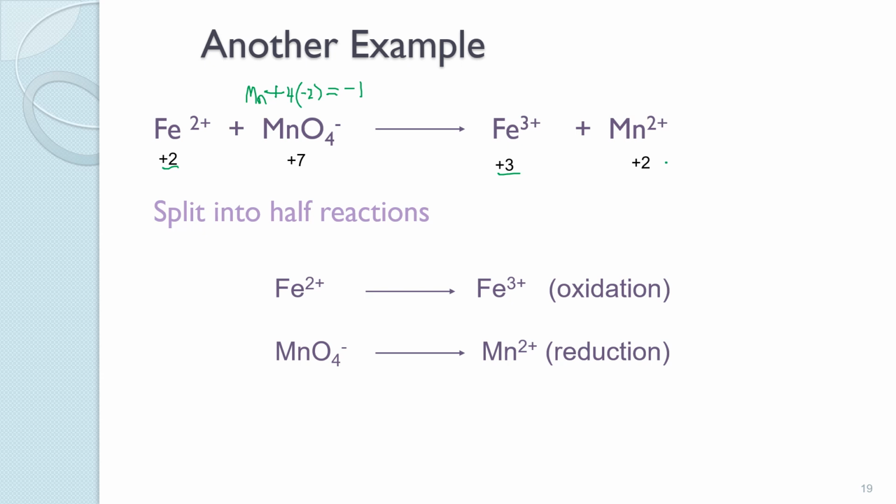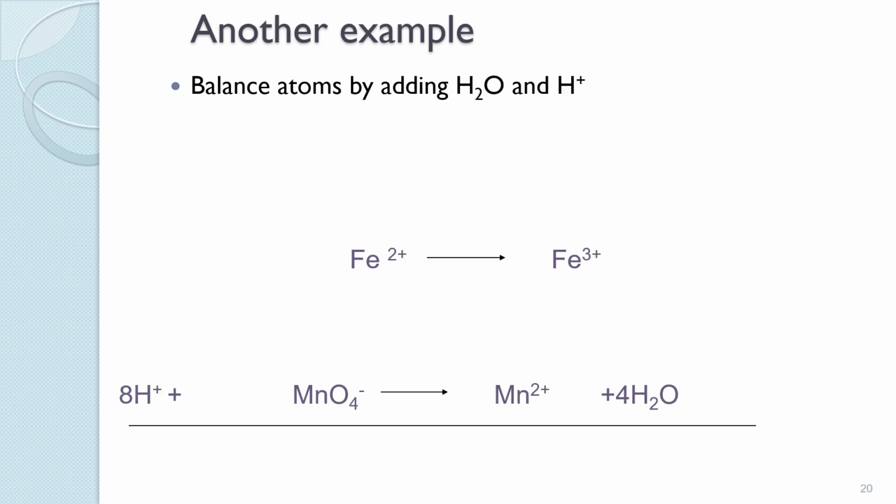So the first thing we want to do is balance. Well, first we want to balance all the elements. I didn't put that one in there, but notice that there's 1 Fe on either side, there's 1 Mn and 1 Mn. So those were balanced already. Then we want to balance by adding oxygens to the side that needs it. So because I had 4 oxygen on the left, I added 4 waters on the right.